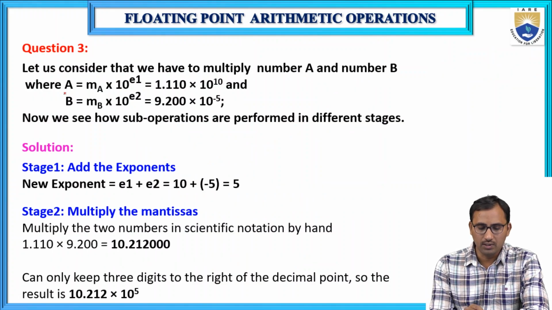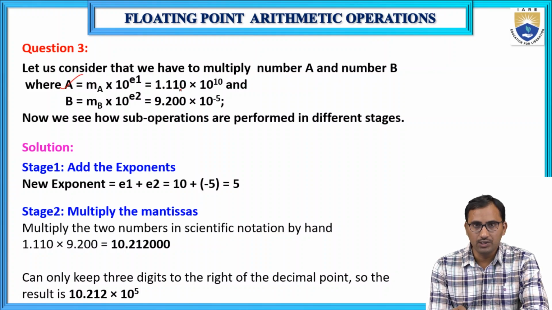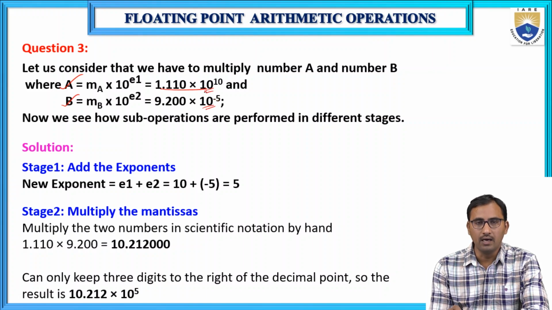Coming to the third question, let us consider that we have to multiply number A and number B. The first number given is 1.110 into 10 power 10. The second number given is 9.200 into 10 power minus 5. The numbers are given in decimal form, that's why the base value of the number will be 10. Now we see how the operations are performed in different stages.